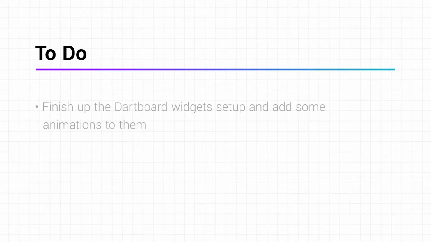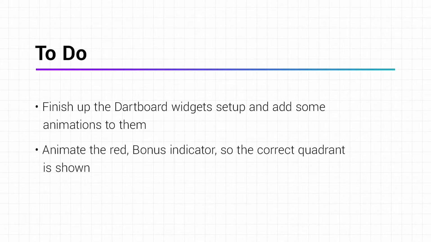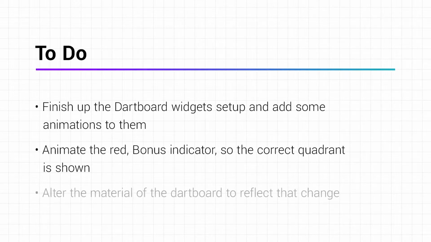In the final module for this course, we will finish up the dartboard widget setup and add some animations to them. We'll use these animations as visual feedback to let the player know that they scored or that they hit the bonus quadrant. We'll also be animating the red bonus indicator so the correct quadrant is shown, and we'll alter the material of the dartboard to reflect that change.